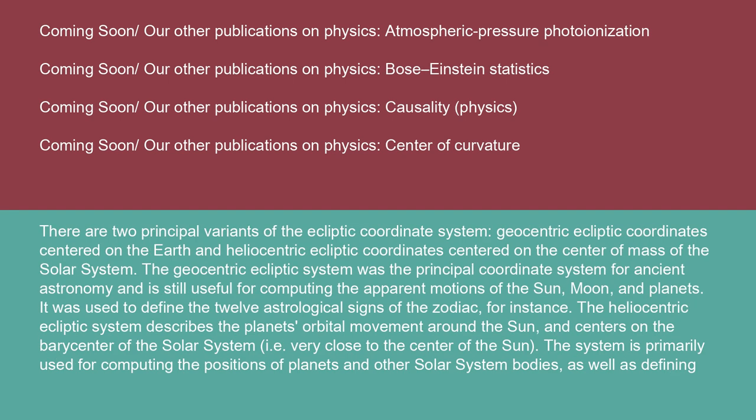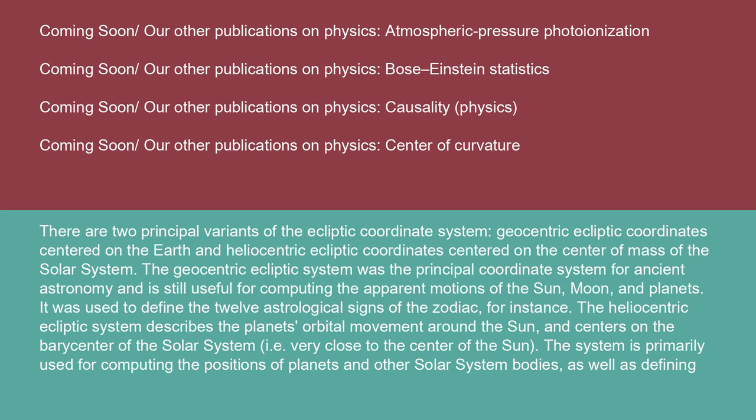There are two principal variants of the ecliptic coordinate system: geocentric ecliptic coordinates centered on the Earth and heliocentric ecliptic coordinates centered on the center of mass of the solar system. The geocentric ecliptic system was the principal coordinate system for ancient astronomy and is still useful for computing the apparent motions of the sun, moon, and planets. It was used to define the 12 astrological signs of the zodiac, for instance.